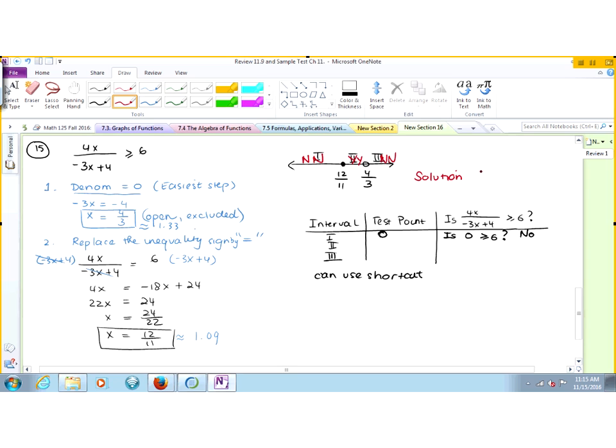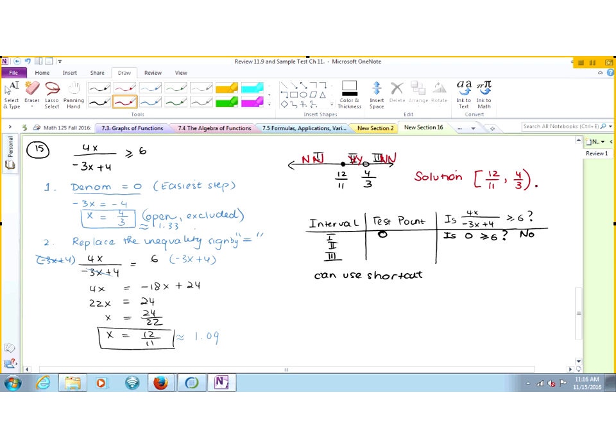So what is my solution here? Bracket 12 over 11, comma, 4/3 bracket. That's it. We're done. Is it clear now? That's it. That's 11.9. Chapter 12 is logarithm and exponent.